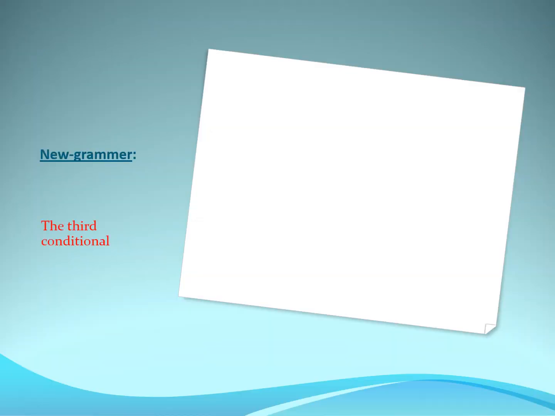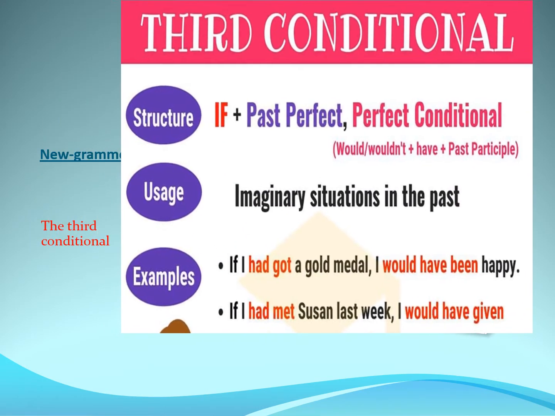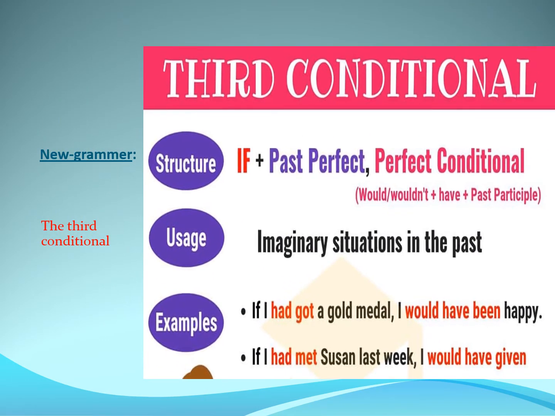It's the third conditional. And here in this picture, the whole explanation of the third conditional, the structure, the usage, and the examples. First, the structure of this rule is that we use if plus if clause. It's a sentence in the past perfect. And then the main clause, we use would or wouldn't plus have plus past participle.